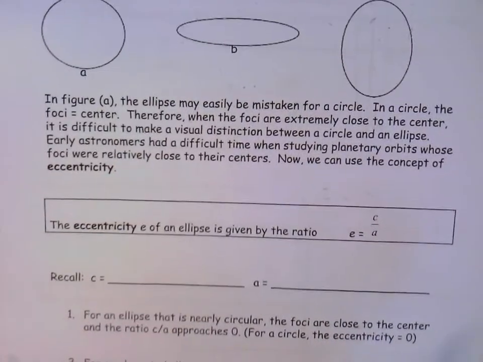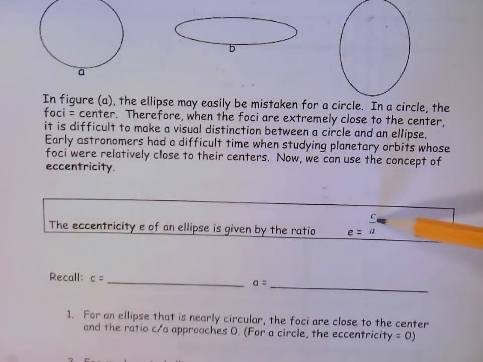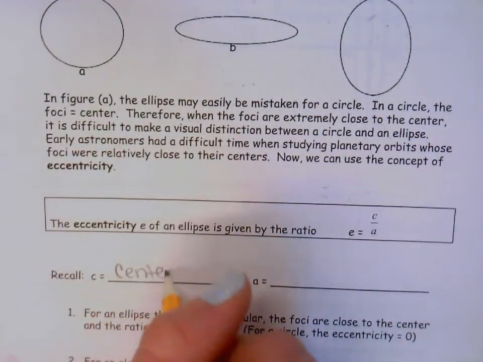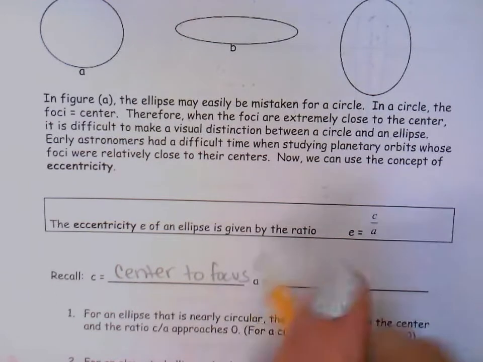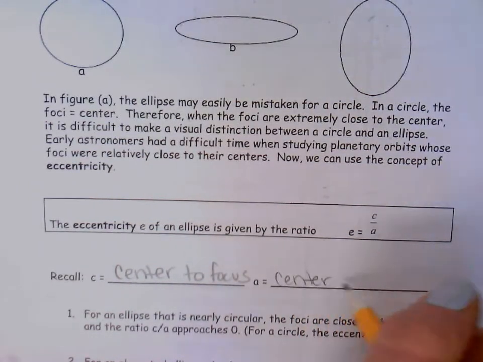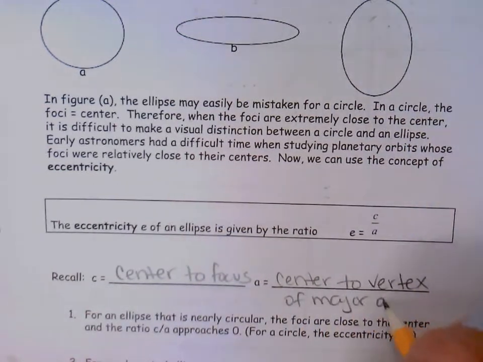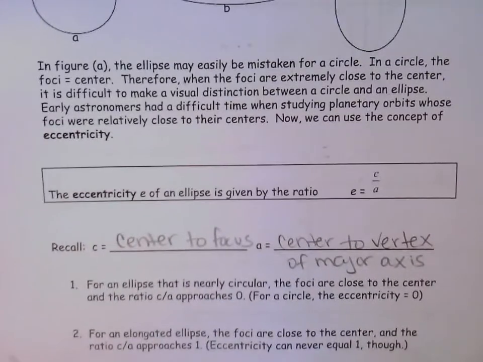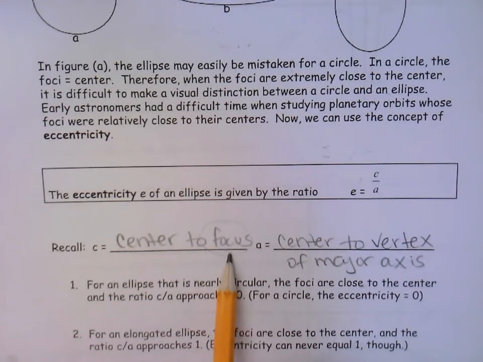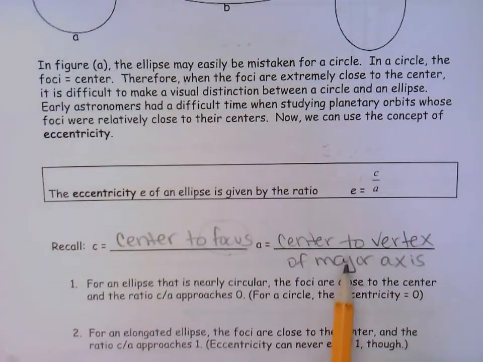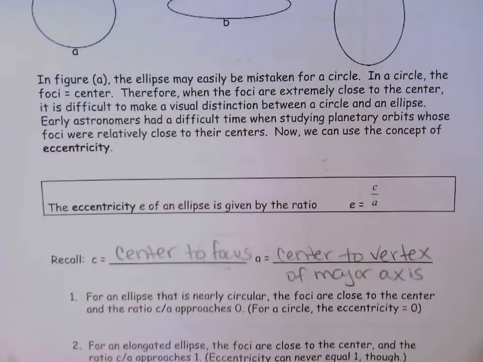So eccentricity is the ratio of C divided by A. Why is it C divided by A? Well, C is the distance from the center to a focus, and A is the center to a vertex of the major axis. So we care about C and A because we just said the closer the focus is to the center, the more circular it is, the closer it is out on the major axis to one of the vertices, the more elongated it's going to be, right?